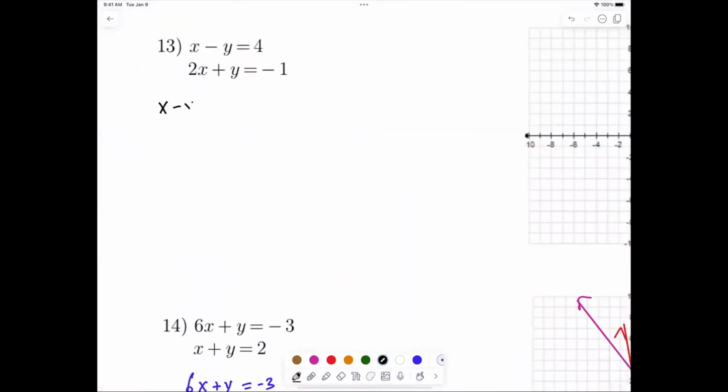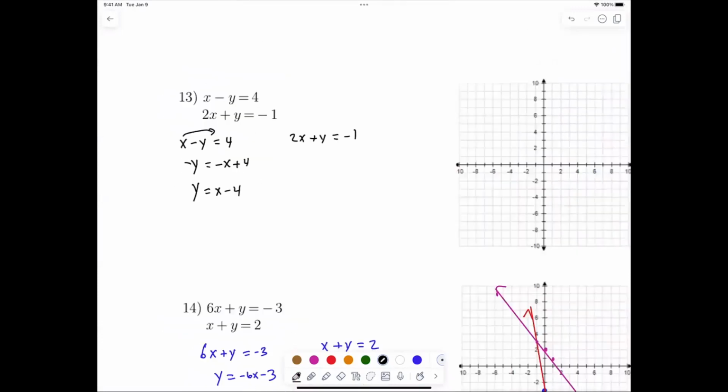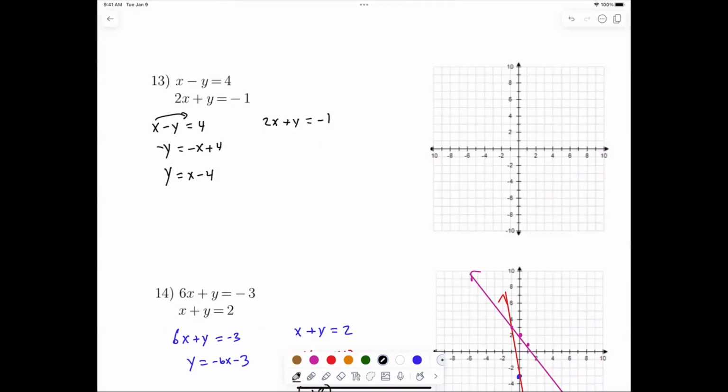All right, let's take a look at 13. So I have x minus y equals 4 and 2x plus y equals negative 1. All right, so go ahead, move the x over, right? And then what? So that becomes? Very good, very good. All right, graph that for me. What do I do? Go where? Negative 4? Yeah, up 1. Yep. Very good.